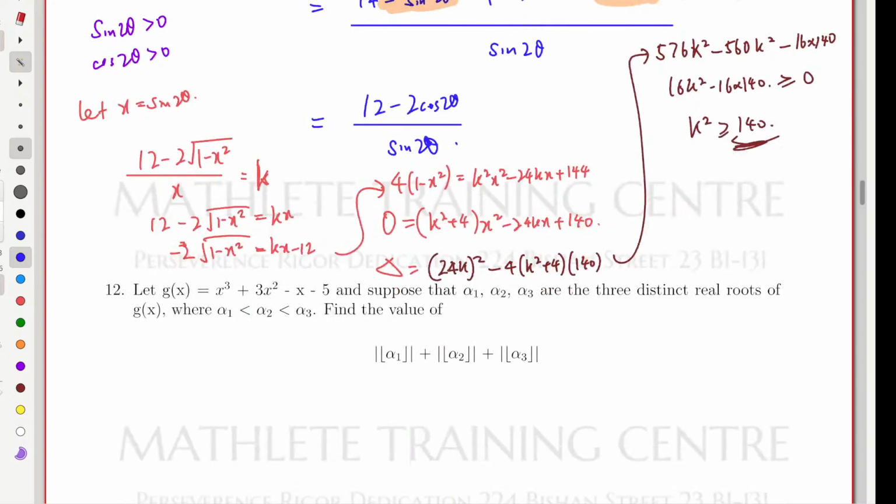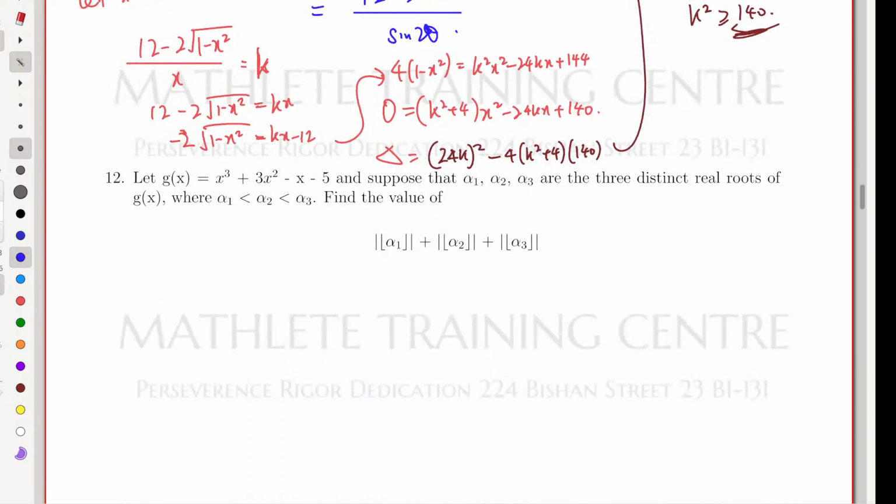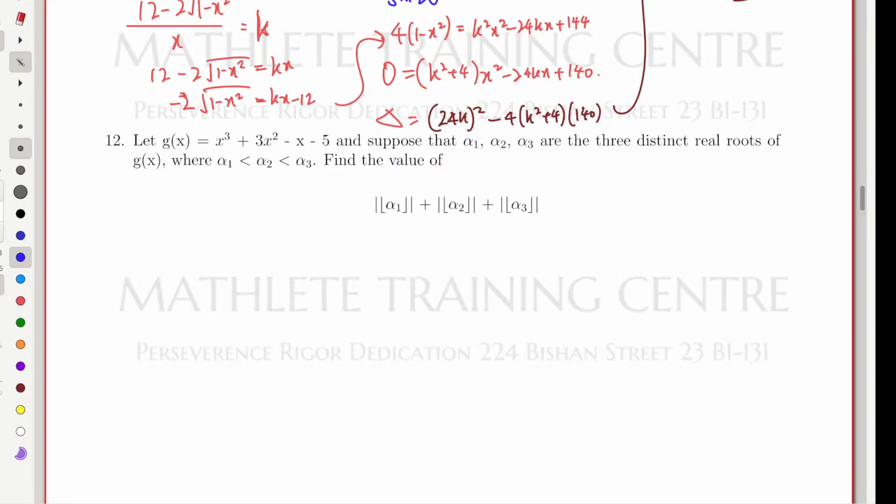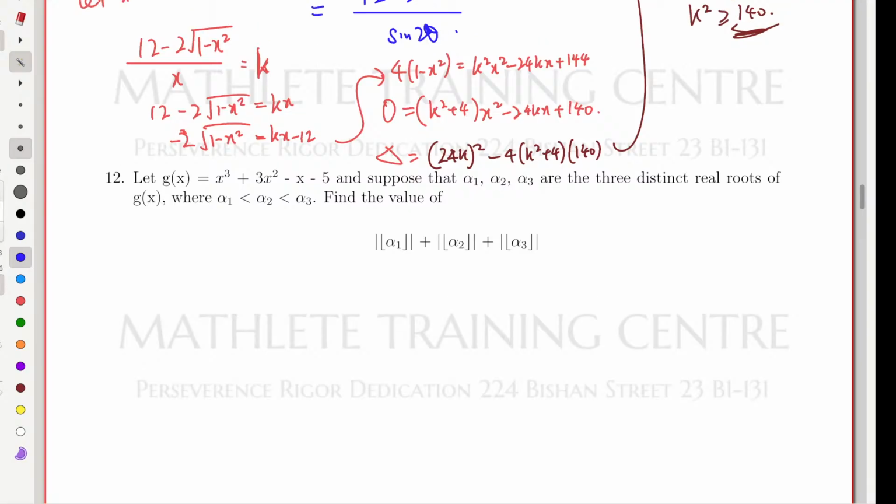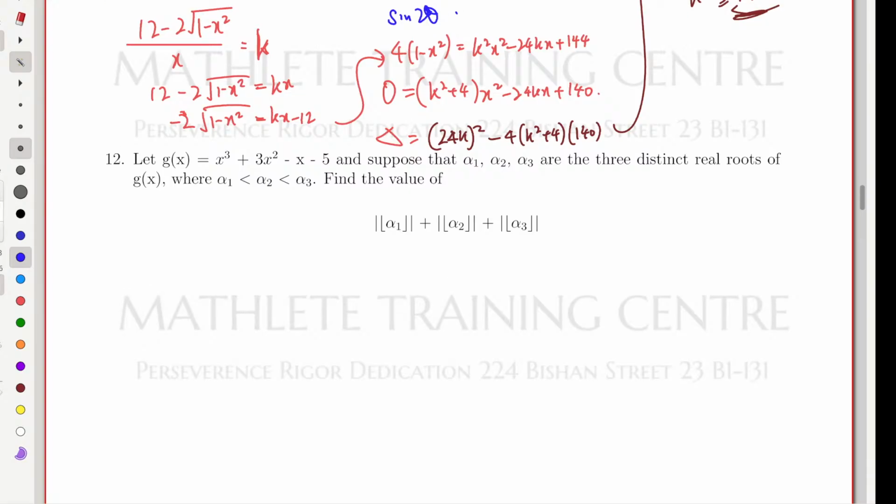Okay, question number 12. We have let g(x) be equal to x cubed plus 3x squared minus x minus 5, and suppose that we have 3 distinct roots of g(x), and then we'll find this thing here. Now, I was almost tricked by the expression in this question, because the way they check it in the actual SMO is a bit weird. So I'm not sure whether I should follow the actual SMO or the one that I have over here.